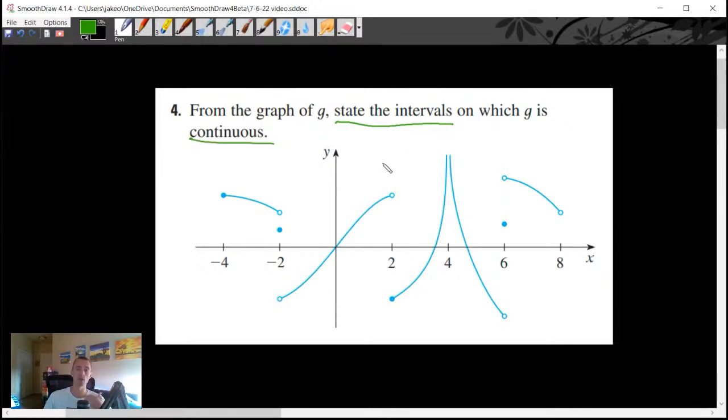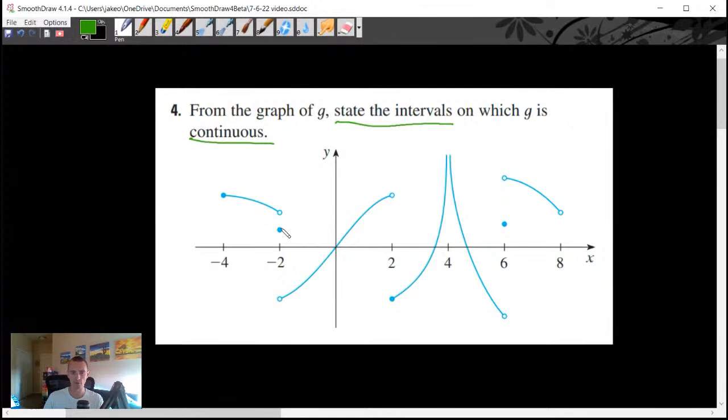A part of doing that is finding discontinuities. I know the problem doesn't specifically state for us to state the discontinuities, but that's obviously a helpful piece in doing this.